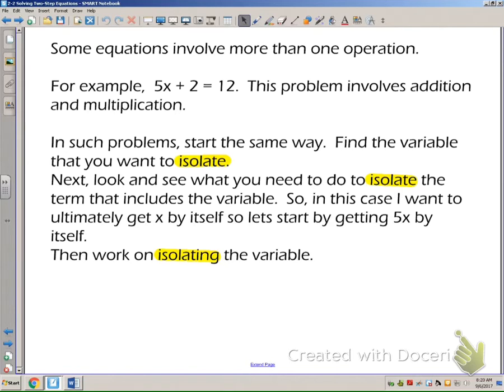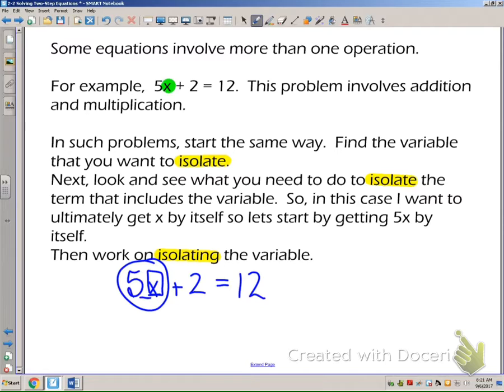In such problems, we're going to start the exact same way. I want to find the variable that I want to isolate. In this problem, my variable that needs isolated is x. So now that I'm realizing that I need to get x all by itself, before I can do that, I've got to isolate the term that includes the x. So that would be this term. Ultimately, I want to get x by itself. But before I can get the x by itself, I've got to isolate the term.